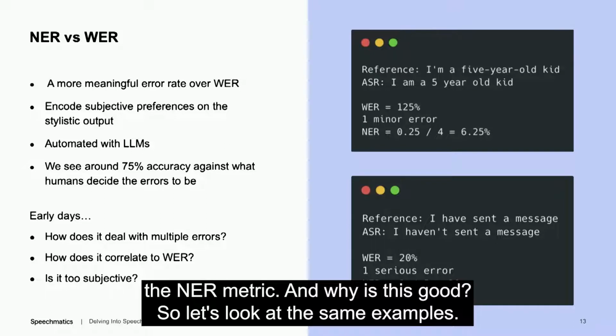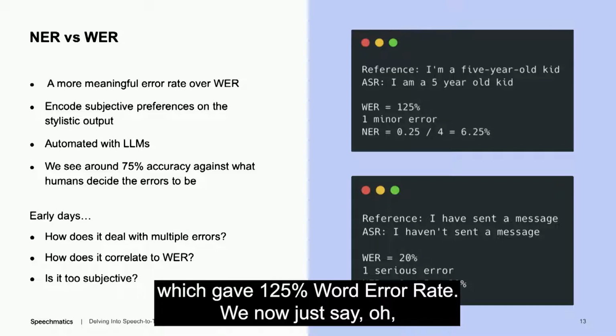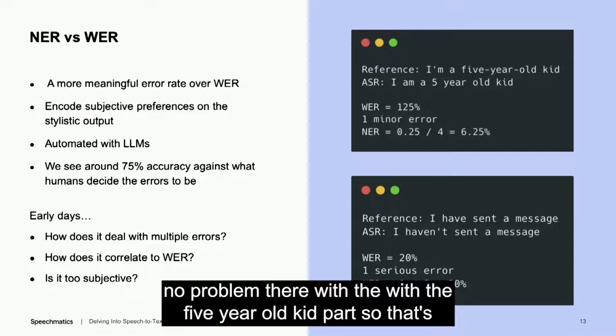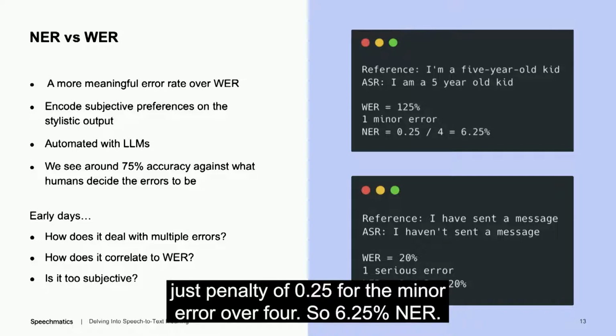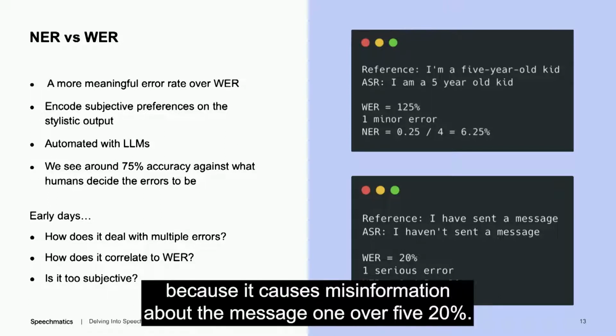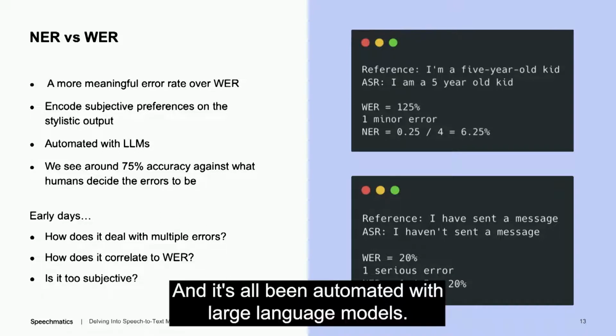So let's look at the same examples. Top right, the 5-year-old kid one, which gave 125% word error rate. We now just say, there's one minor error there because of the I'm and the I am. There's no problem there with the 5-year-old kid part. So that's just a penalty of 0.25 for the minor error over 4. It's a 6.25% NER. Then in the other example, that's one serious error there because it causes misinformation about the message. 1 over 5, 20%. This tells a much better story that's aligned with human judgment. And it's all been automated with large language models. You don't need a human in the loop.